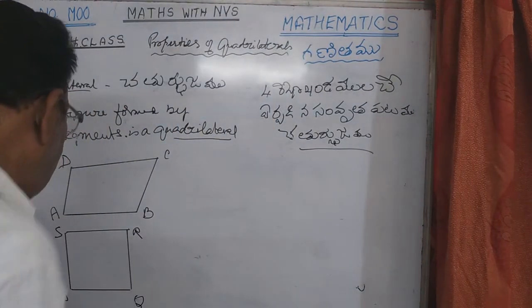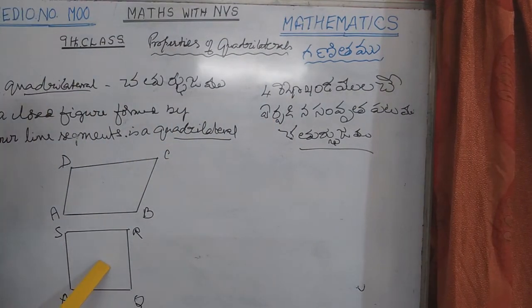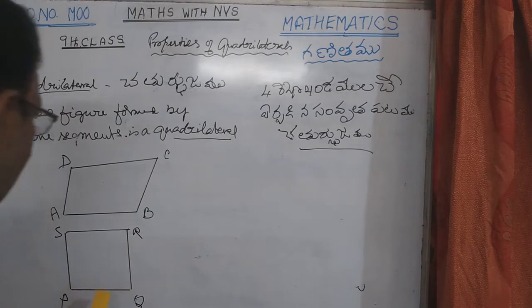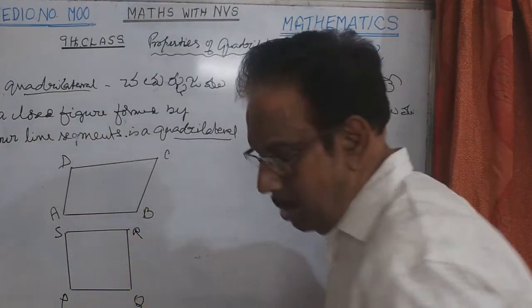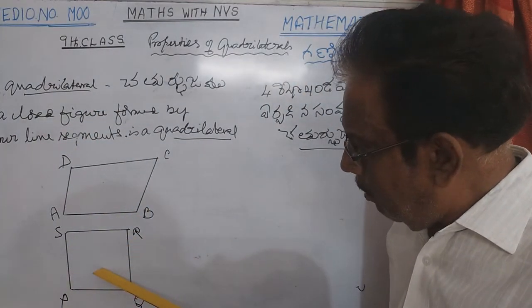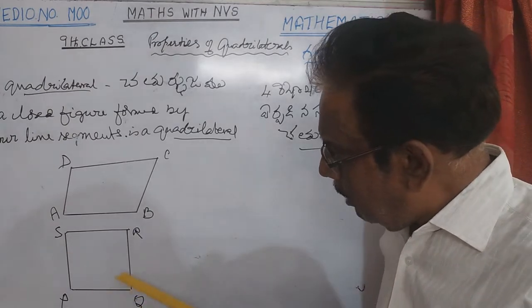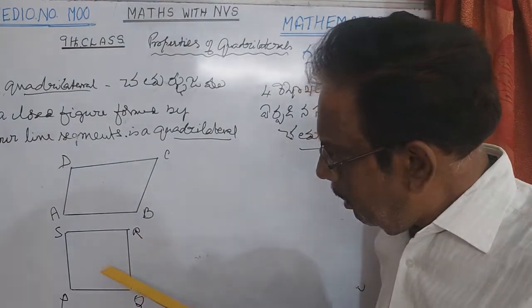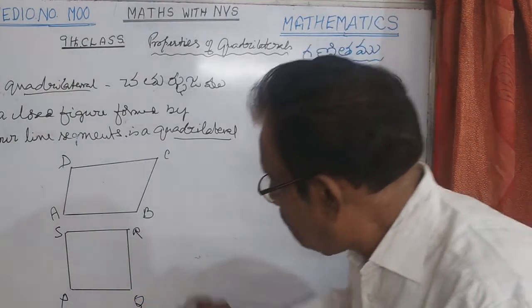And here you see, this is also a quadrilateral. But what is the difference between these two? See this. In this quadrilateral, all the four sides are equal. All the four sides are equal. Therefore, it is called a square.